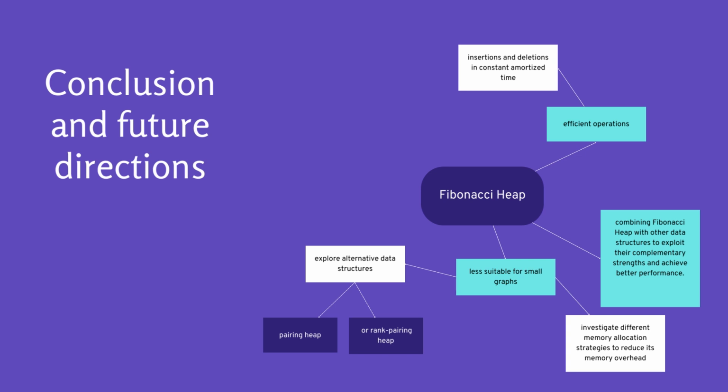In terms of future directions, there is ongoing research improving the practicality of Fibonacci heap and addressing its disadvantages. One direction is to investigate different memory allocation strategies to reduce its memory overhead. Another direction is to explore alternate data structures such as pairing heap or ranked pairing heap, which offer similar amortized time complexities for insertion and deletions with lower constant factors and memory usage. Finally, there is also ongoing research on combining Fibonacci heap with other structures to exploit their complementary strengths and achieve better performance.